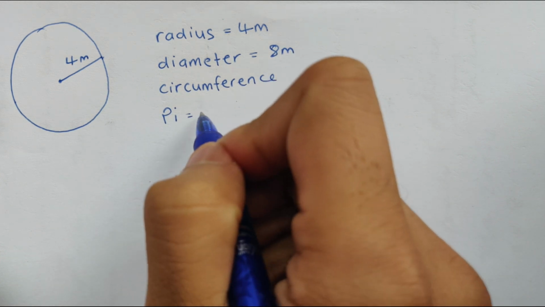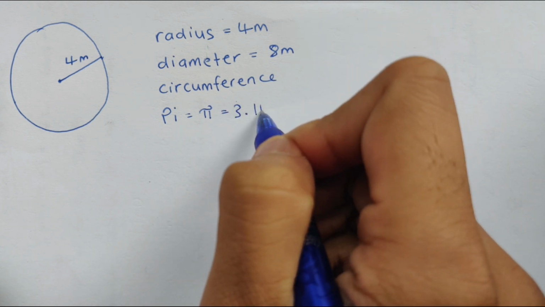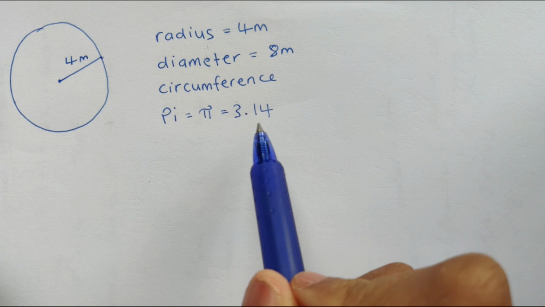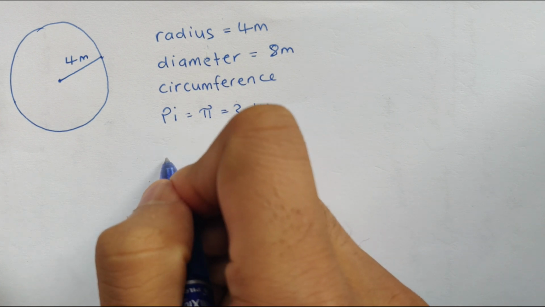Now pi. This is the symbol for pi. And it's equal to 3.14. And this value is rounded to 2 decimal places. And pi is a mathematical constant, and it's defined as the ratio of a circle's circumference to its diameter. So let's calculate the circumference of our circle.